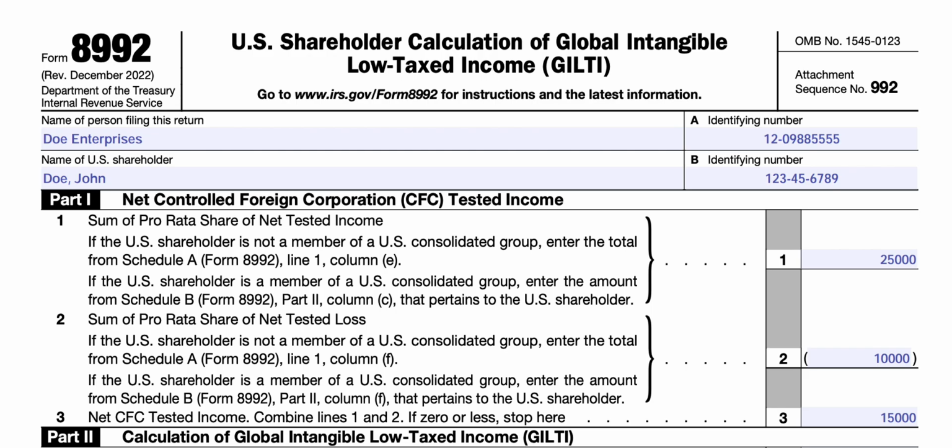So in this video, we'll be going over IRS Form 8992 itself. However, there are two schedules in this form that you need to complete to provide information for this form. Schedule A is for any U.S. shareholder who is not a member of a U.S. consolidated group, which is a much simpler form. Schedule B is for U.S. shareholders who are members of a U.S. consolidated group.